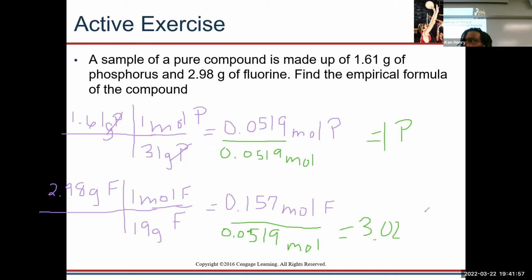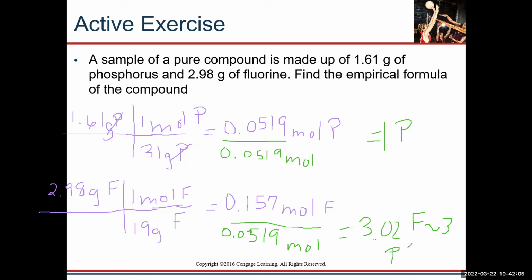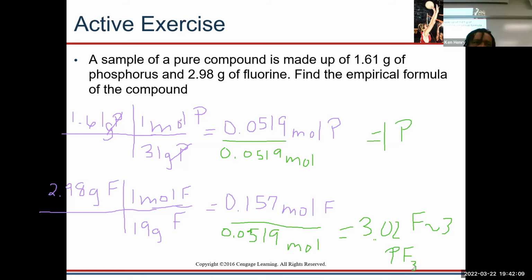So in this case, we're going to round this up. So this is going to be approximately 3. So this tells me that I have, for every 1 phosphorus, I have 3 fluorides. Okay, so the empirical formula would be PF3. Okay, do you get that?